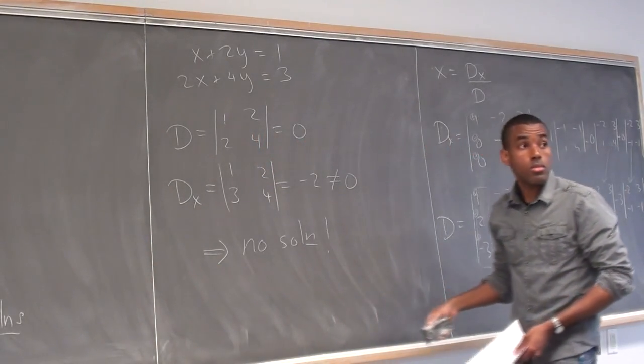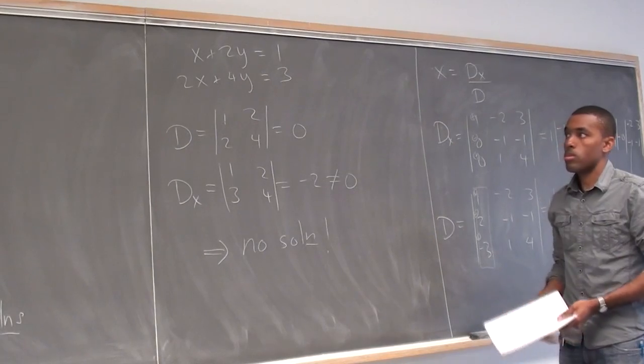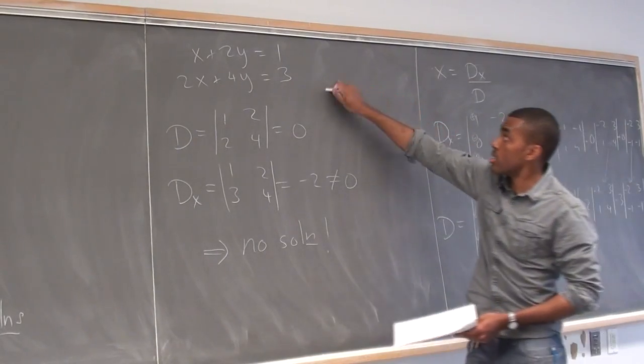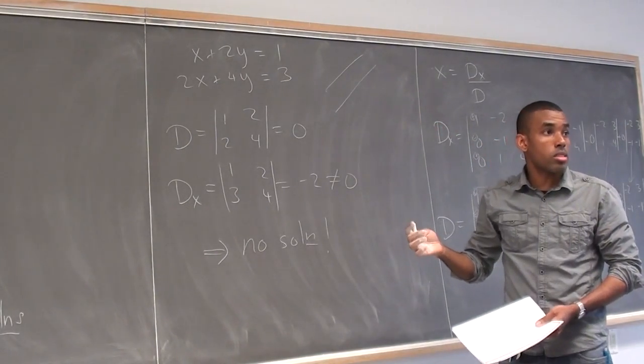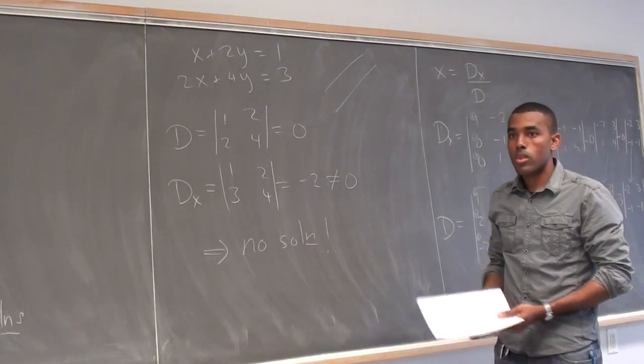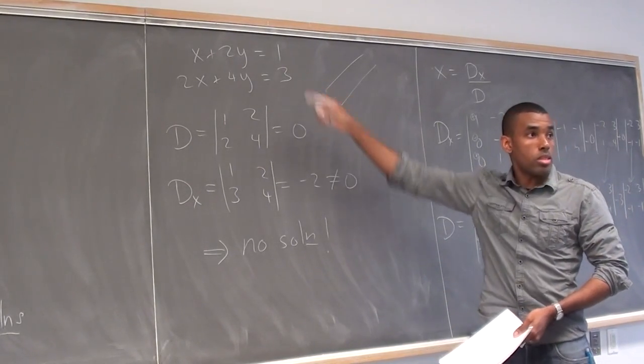Why is it no solution? Like it has the determinant. These are parallel lines. They'll never intersect. The slope is the same, but the intercepts differ.